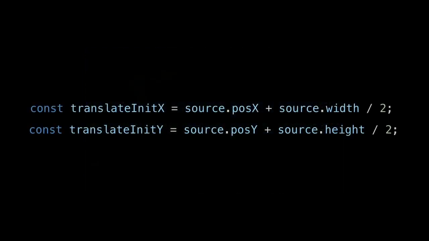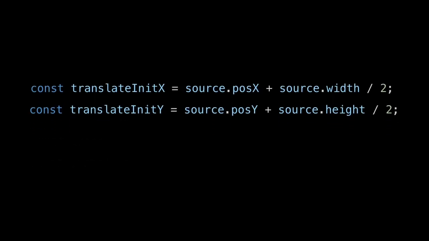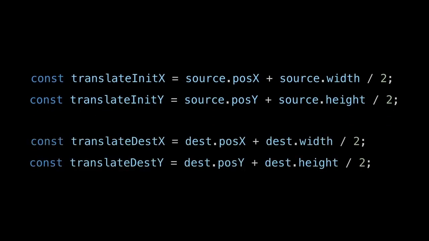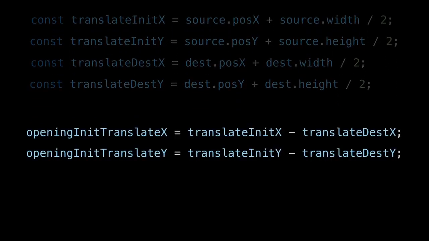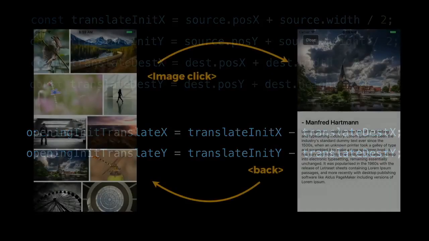So I have the new translate x and y for the source, which is the center of the image, and the same thing I'm going to do for the destination, which is the center of the destination image. The difference between them is what I need to actually transition. So I now have the scale, and I have the new translate x and y values. So now I just need to implement that.